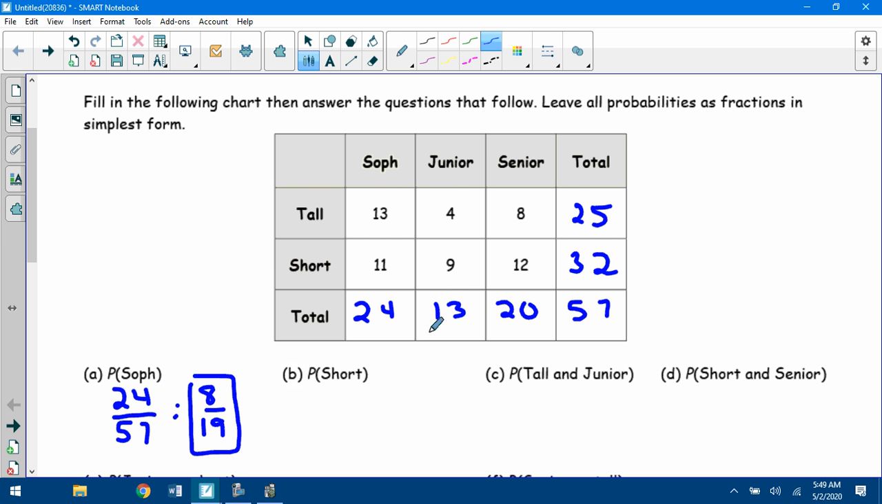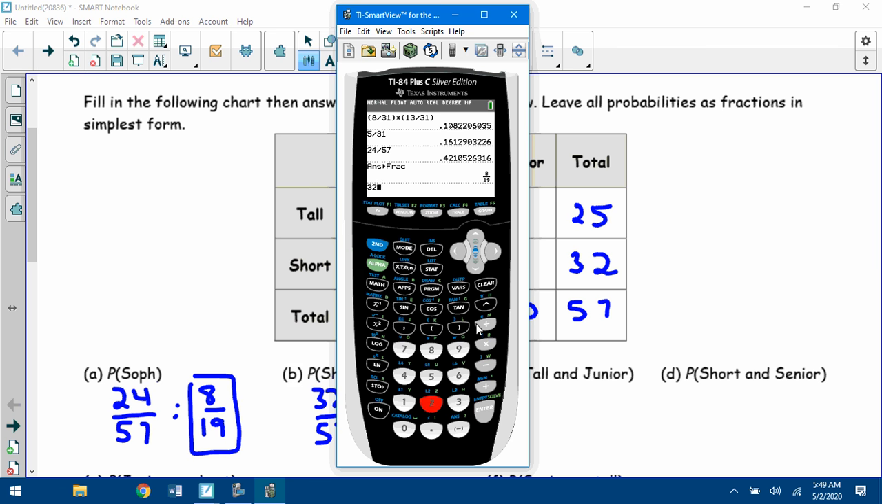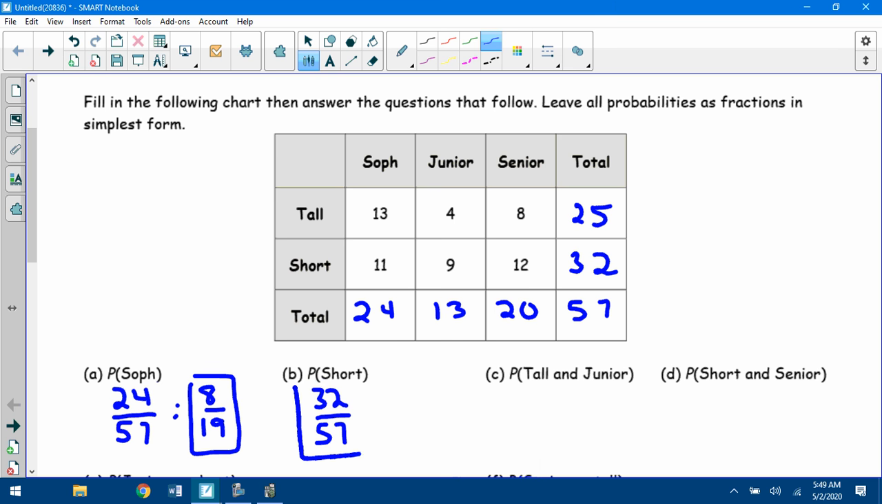Probability they're short. Total of the short column is 32 out of 57. Not sure if that one's going to reduce at all. Nope. That's that. Probability that you're tall and a junior. Now in the notes today, we're going to be talking about and probabilities more, but from a table, you can just look at where tall and junior intersect. So that's 4. And I'm pretty sure 4 out of 57 can't reduce.